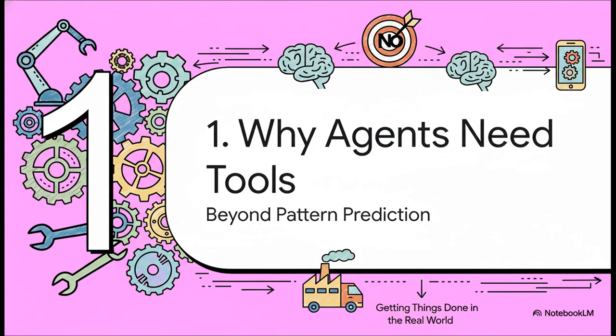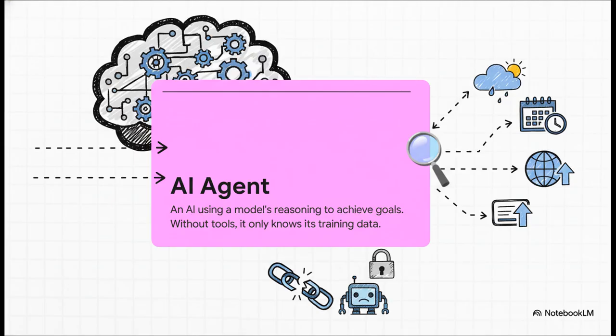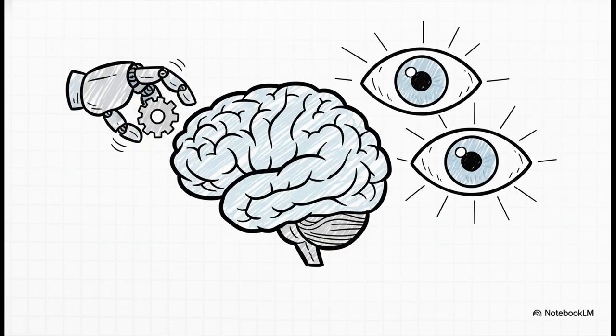First up, why do agents even need tools? I mean, these models are super smart, right? Well, yeah, but tools are the absolute key to turning them from a fancy text generator into something that can actually take action. Think about it this way. At its heart, an AI agent is all about reasoning and achieving goals. But without tools, it's trapped by its training data. It has no idea what the current stock price is, it can't access your calendar, it can't do, well, anything new.